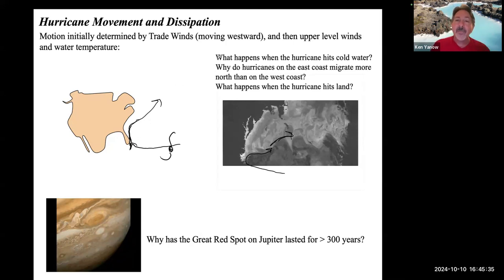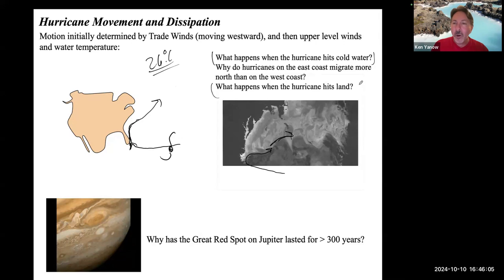Question: what happens when the hurricane hits cold water? Well, remember, 26 degrees centigrade is necessary for a hurricane to form. So if you take a hurricane and you hit it in cold water, it'll immediately begin to dissipate. This is one of the reasons why the storm stays within the Gulf Stream, because it wants to stay in that warm water. It continually feeds itself.